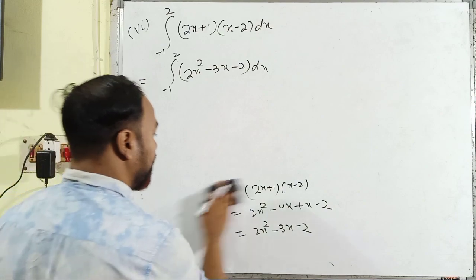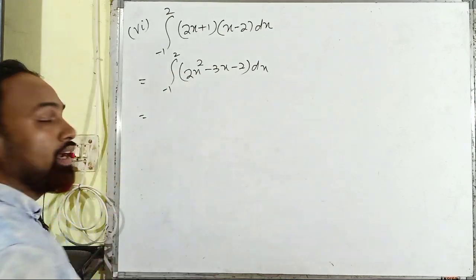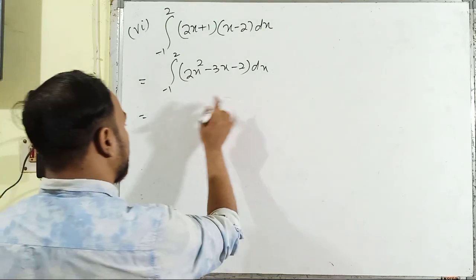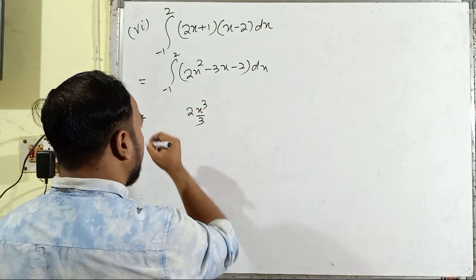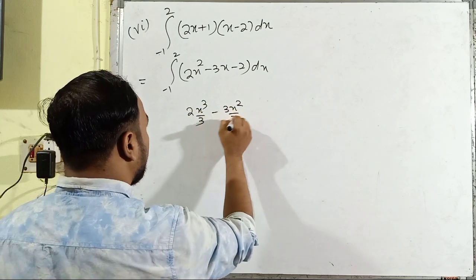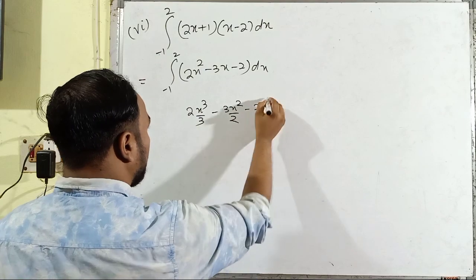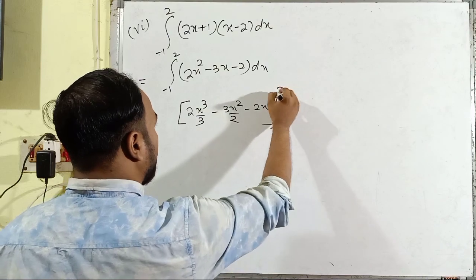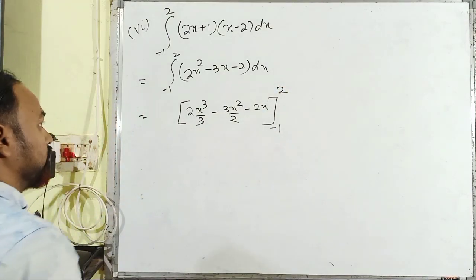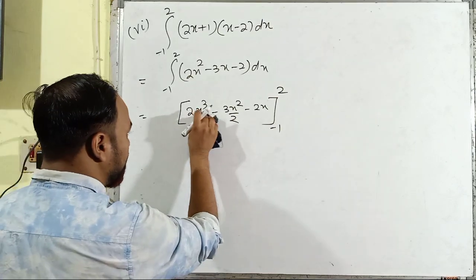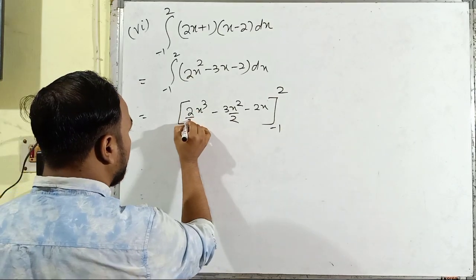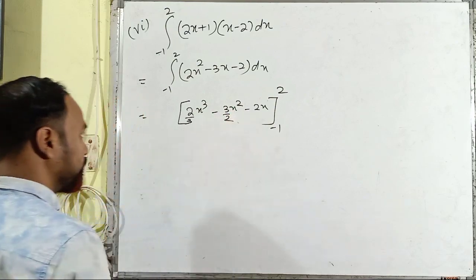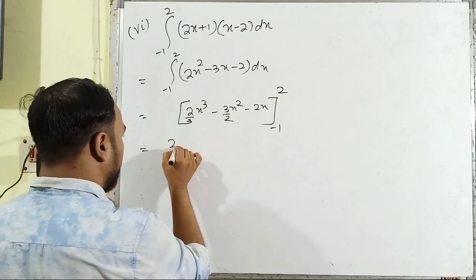Then you can find the integral directly, and you can put the formula directly in your mind, and just write down the results here. And this is 2x cube divided by 3 minus 3x square divided by 2 minus 2x, and we have to find the solution between the lower limit minus 1 and the upper limit 2. Okay, let us write it down in a simplified manner. So it is 2 by 3, and it is 3 divided by 2. Now it is 2 by 3.